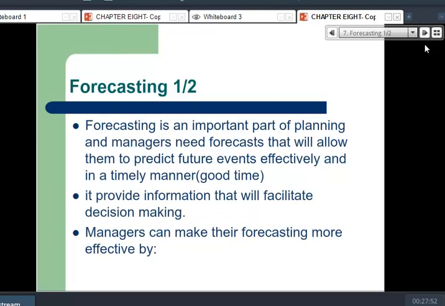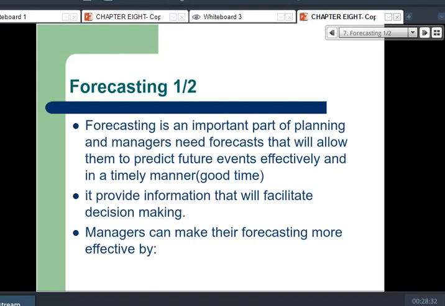So what is forecasting? Forecasting means predicting, anticipating, getting into the future. Forecasting is an important part of planning, and managers need to forecast, which will allow them to predict future events effectively and in a timely manner. In a timely manner means in good time, which is effective and efficient.